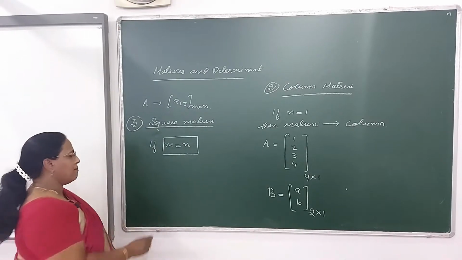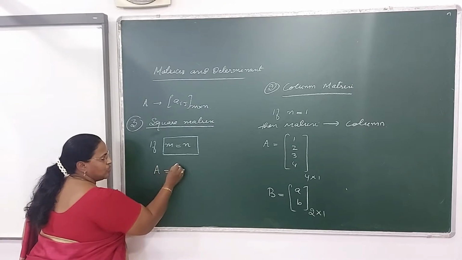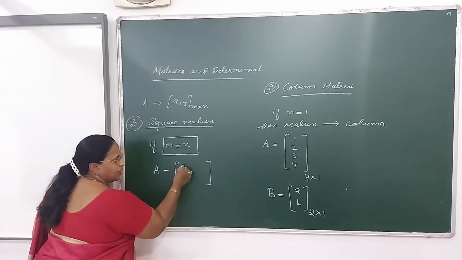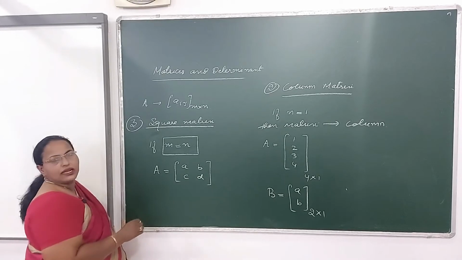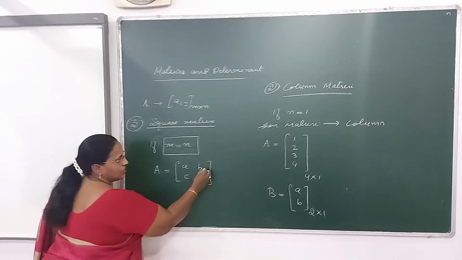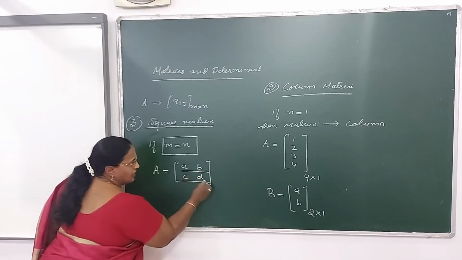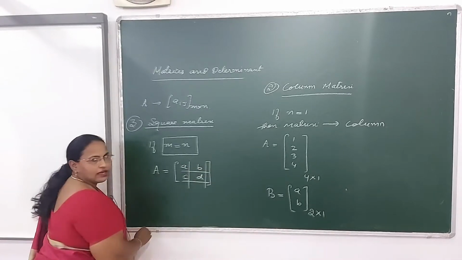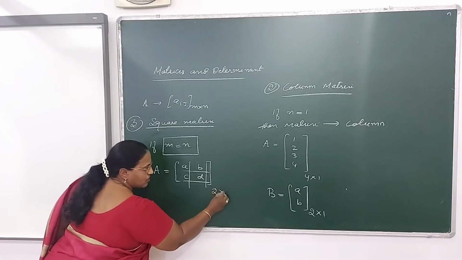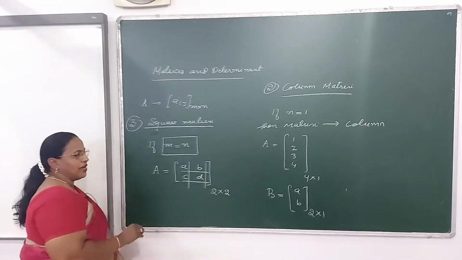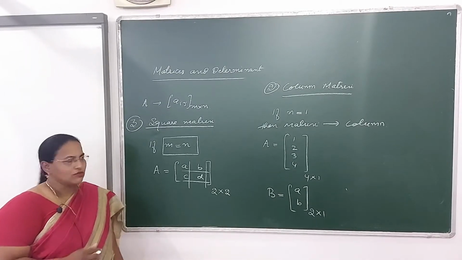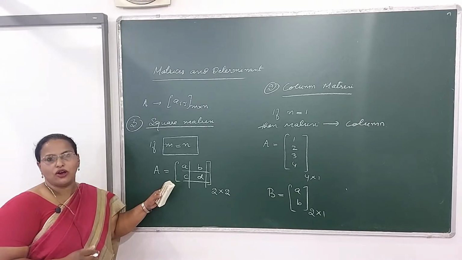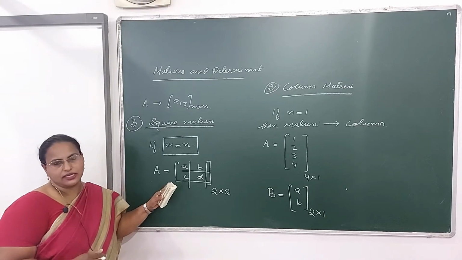Let us take an example for this. A = matrix [a, b; c, d]. Just count the number of rows and columns. Here 2 rows are there and 2 columns are there. That means the order of the matrix is 2 by 2. So here the numbers of rows and columns are the same. So this is an example of a square matrix.